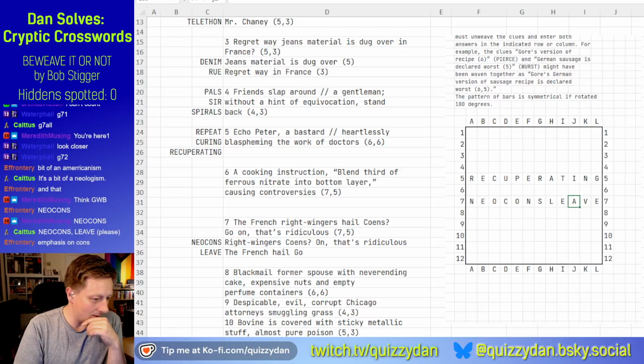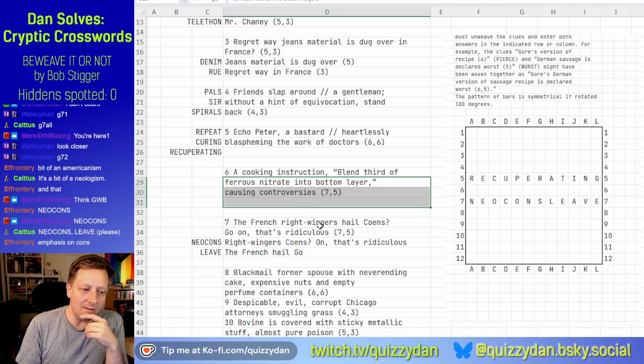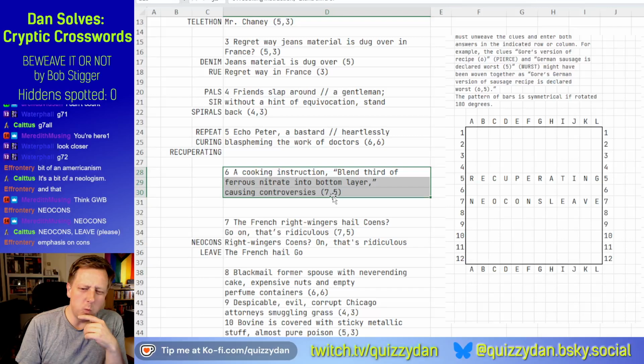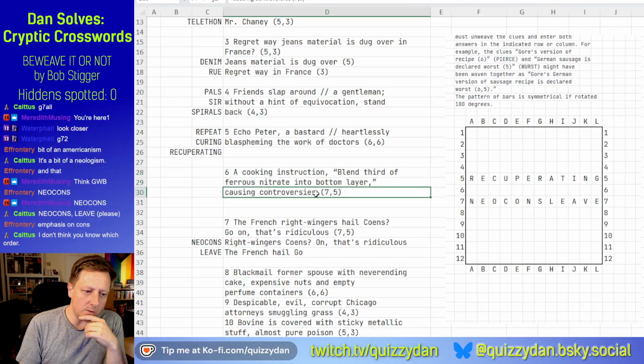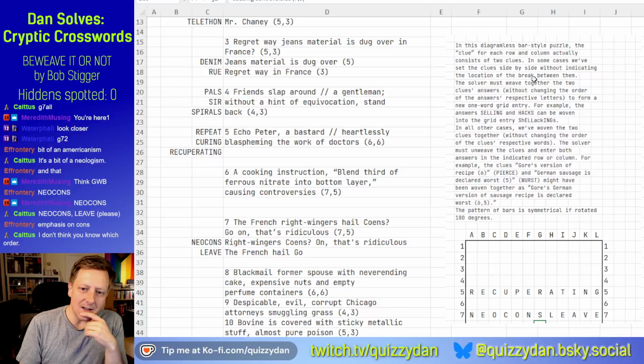Now, I'm a bit concerned because 6 is 7, 5. So these have got to be woven together. But how does this work with the bars? Because it's got to be 7 is the opposite of 6. So if I put a bar here, I need to put a bar here. So surely this should be 5, 7. Okay. Does it tell us?